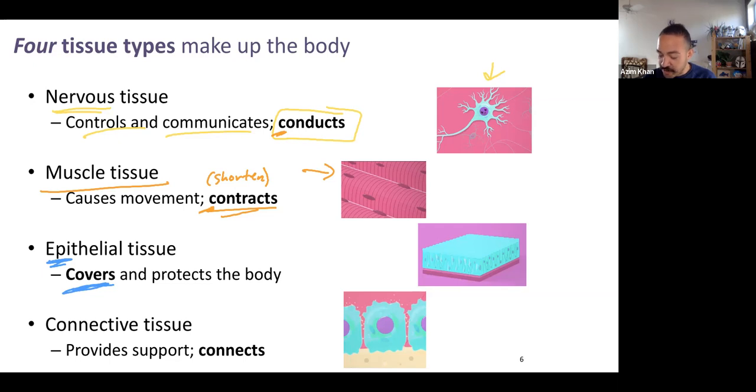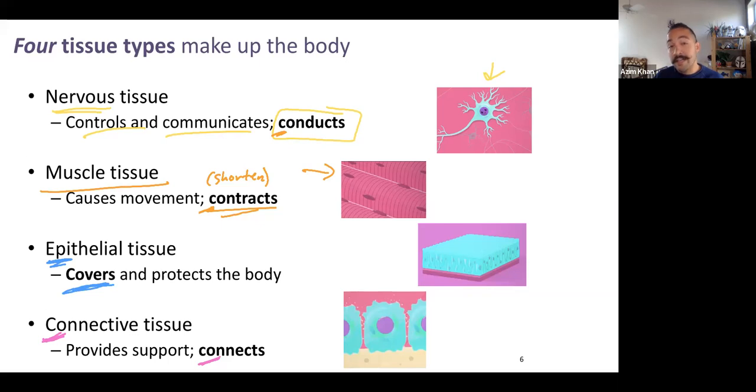Finally, connective tissue connects, easy one there. What are we connecting? It could be something very physically, like how fat is kind of this cushioned protective layer that holds together your skin to deeper tissues. It could be your bone, since it's holding things in place. It could be tendons and ligaments.